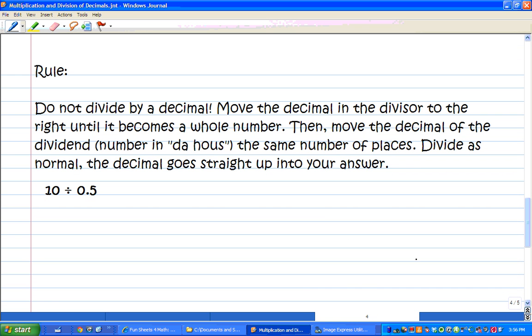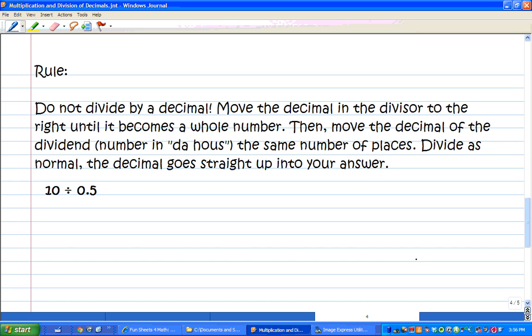Here is the rule. All right. Do not divide by a decimal. That's the thing you have to remember. Instead, you're going to move the decimal in the divisor, the number on the outside, to the right until it becomes a whole number. Then you're going to move the decimal of the dividend, the number in the house, by the same number of places. Divide as normal, and the decimal goes straight up, right into your answer.